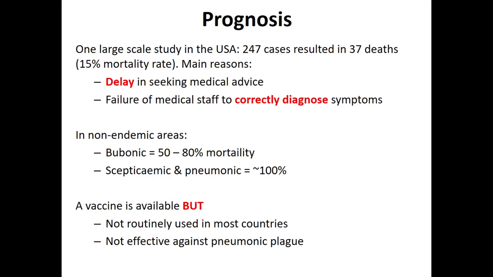There is actually a vaccine available, but it's not really commonly used because the disease is so rare nowadays. And also, it's not effective against the pneumonic version of the plague, and that's the one, if you remember, that affects the lungs.